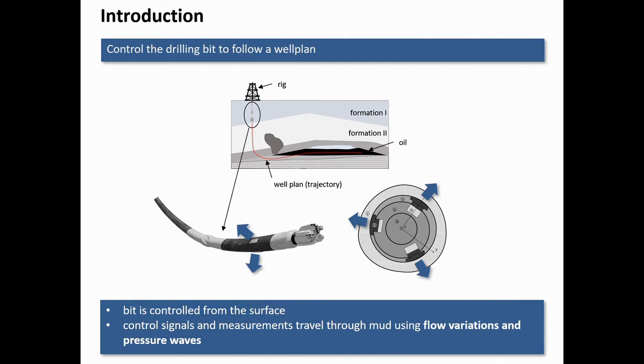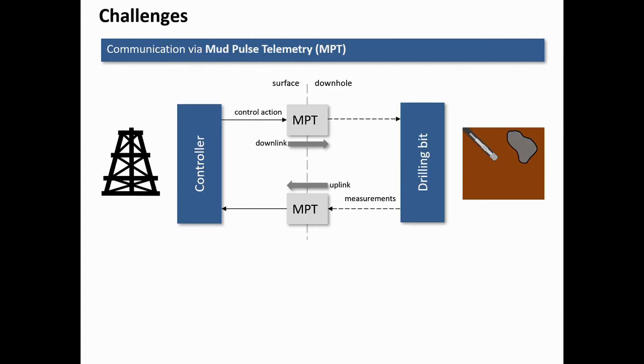The bit is almost always controlled from the surface, and the control signals are sent to the bit, and measurements are sent from the bit to the surface by using mud flow variations or pressure waves, which travel through the mud that is constantly pumped into the drilling string. This system is called Pulse Telemetry, and it works like this.